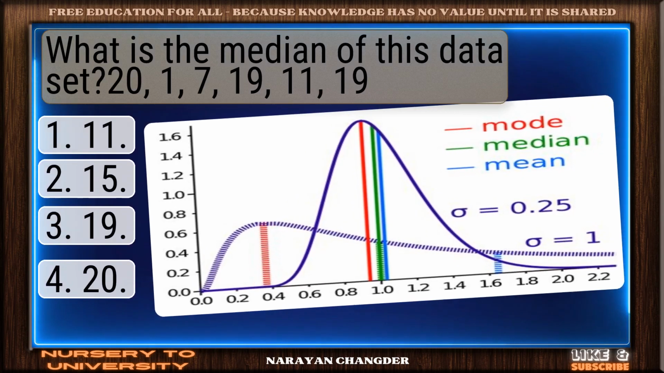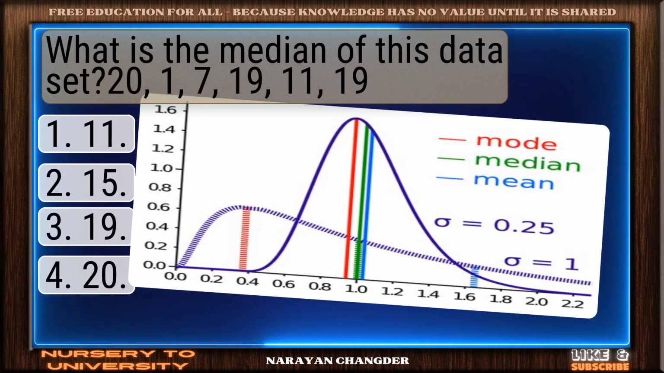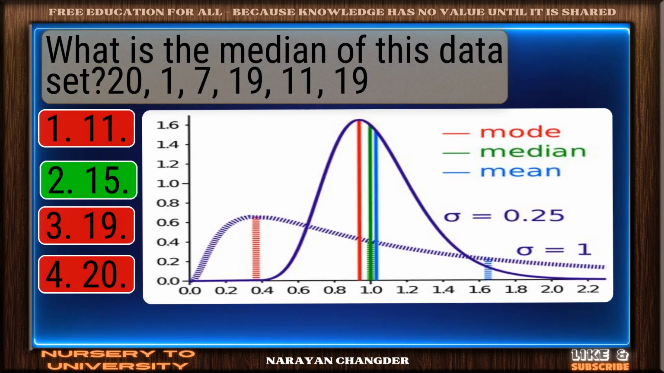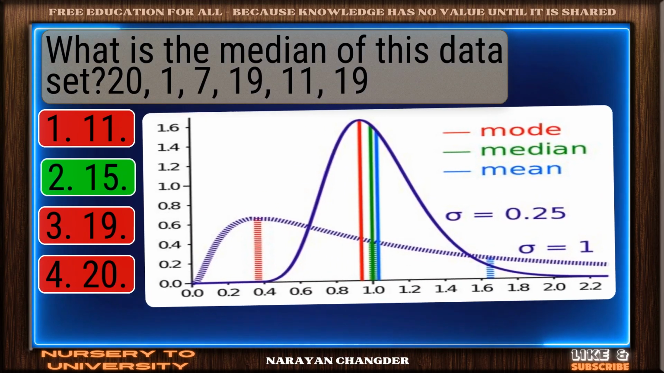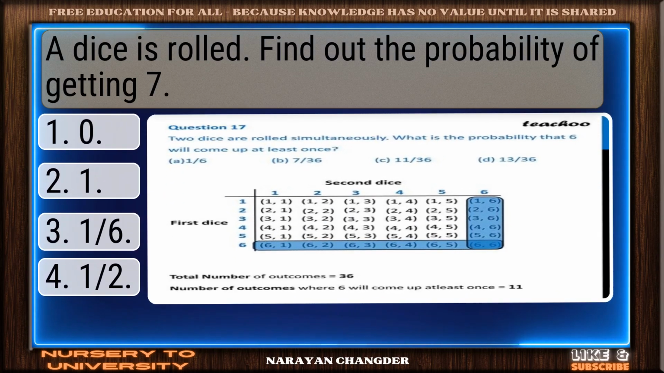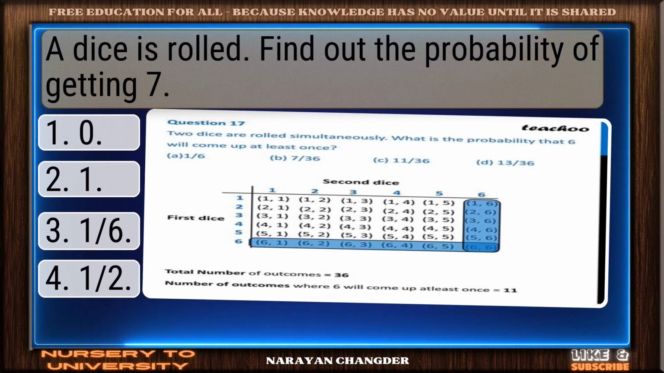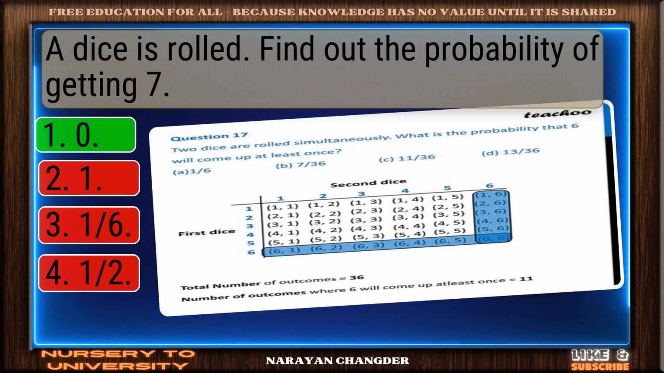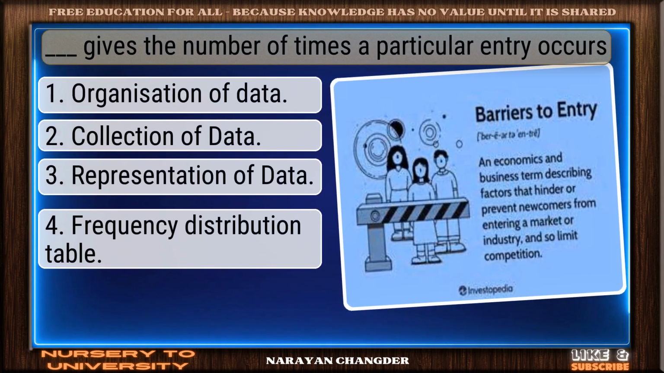Question number 136. What is the median of this data set? 21, 7, 90, 11, 19. You're right. 15 is the correct answer. Question number 137. A dice is rolled. Find out the probability of getting 7. Zero is the answer. Question number 138.